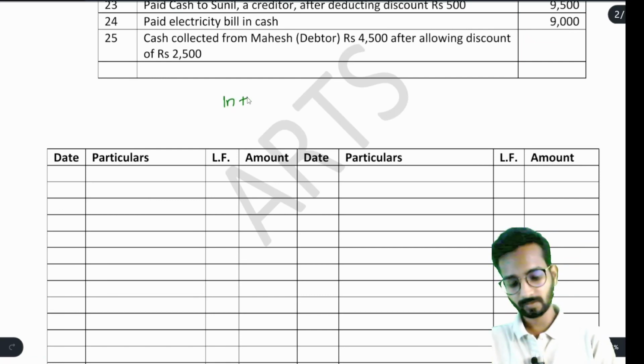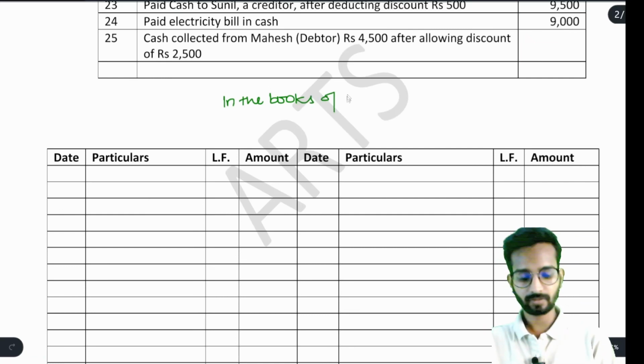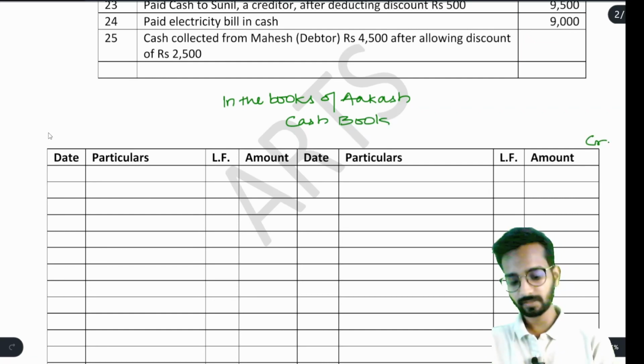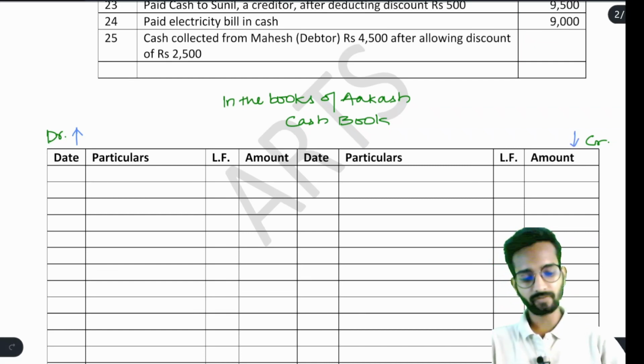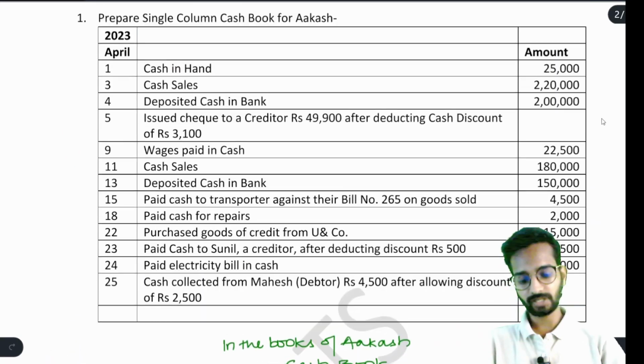I will write here in the books of Akash. What are we preparing? We are preparing cash book, credit side, debit side. We all know it is cash book, cash is our asset. So if increasing, then debit side, if decreasing, then credit side. Simple enough.